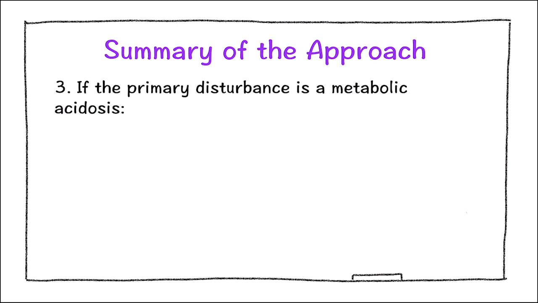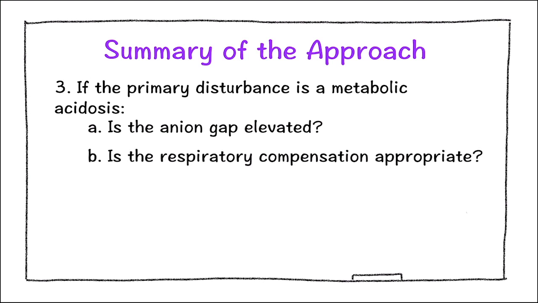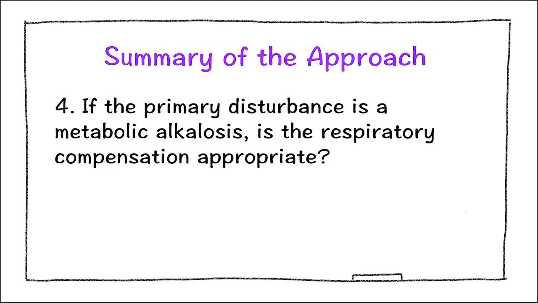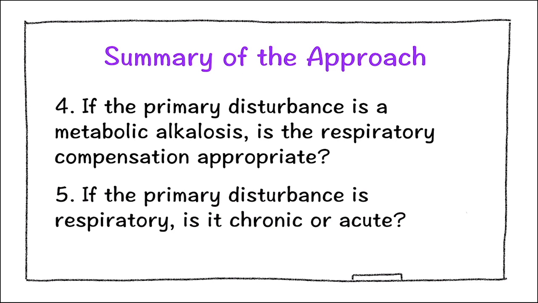Number 2. Is the primary disturbance metabolic or respiratory? Number 3. If the primary disturbance is a metabolic acidosis, A. Is the anion gap elevated? B. Is the respiratory compensation appropriate? C. If the anion gap is elevated, can that process account for the entire change in bicarbonate, or must an additional metabolic process, a non-gap acidosis, or a metabolic alkalosis, be invoked? Number 4. If the primary disturbance is a metabolic alkalosis, is the respiratory compensation appropriate? And number 5. If the primary disturbance is respiratory, is it chronic or acute?